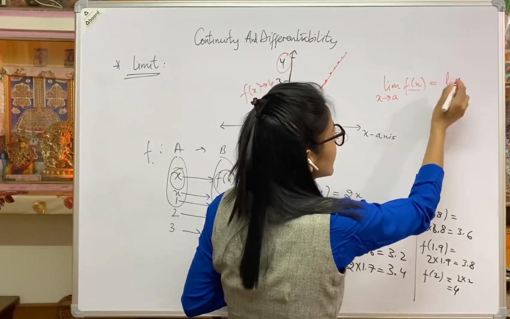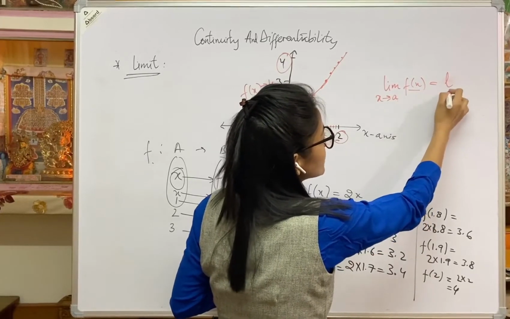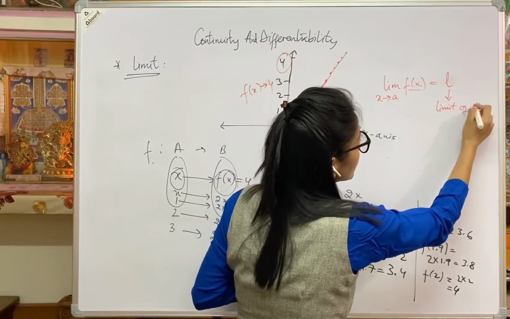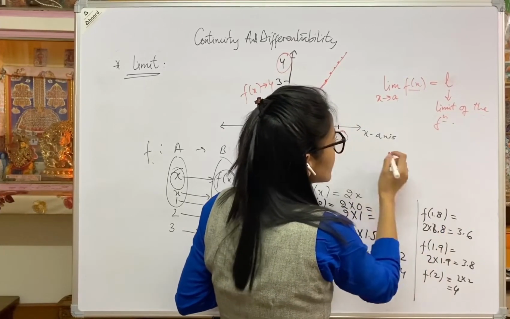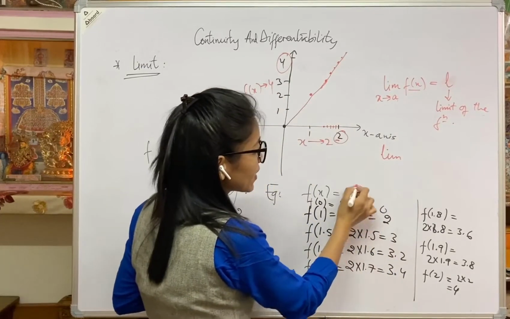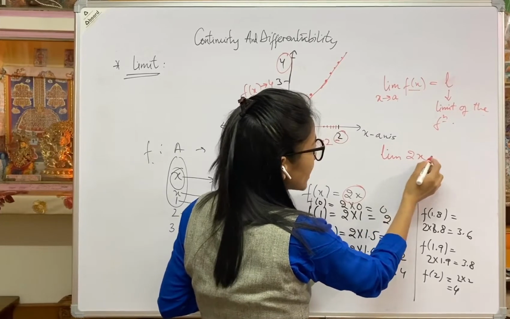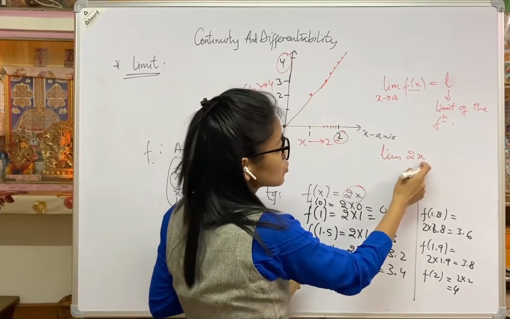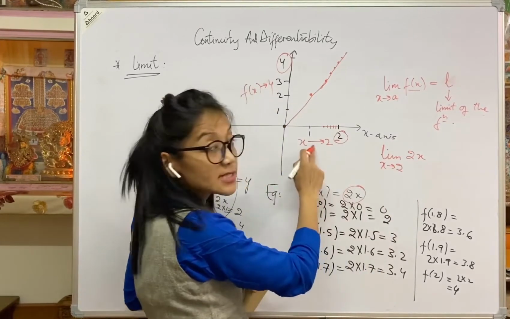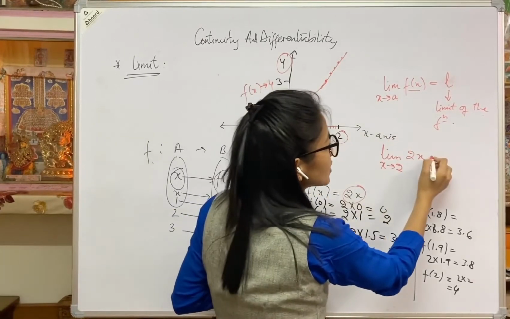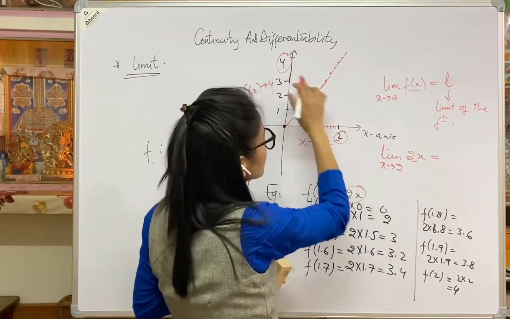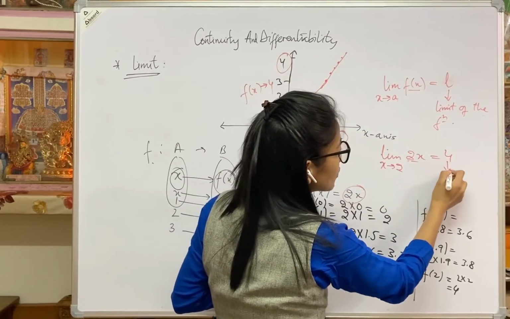So that point, say let it be L. So this L is called the limit of the function. Okay. So now in this example we can write limit of, here what is your f of x? It is 2x. So limit of 2x as x tends to 2, here x is tending towards point 2, then you can see that as x tends to 2, f of x tends towards 4, right? So we say that 4 is the limit.